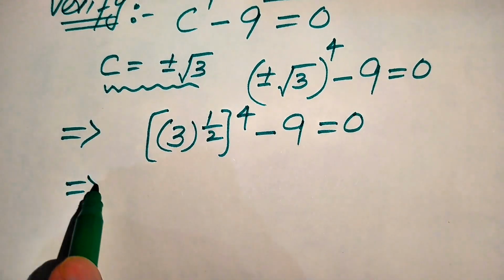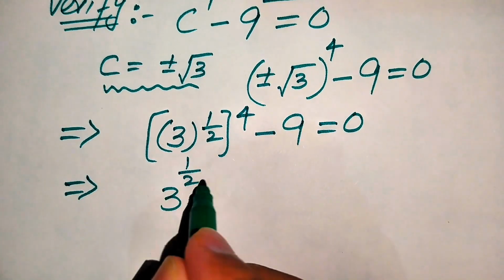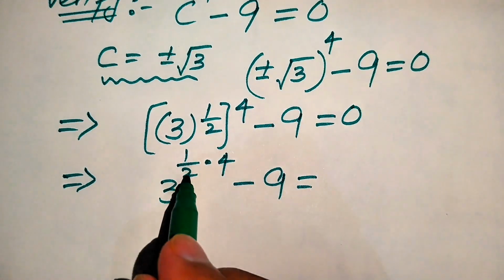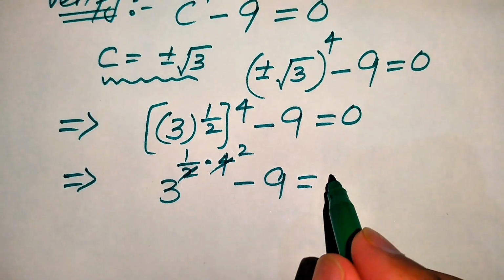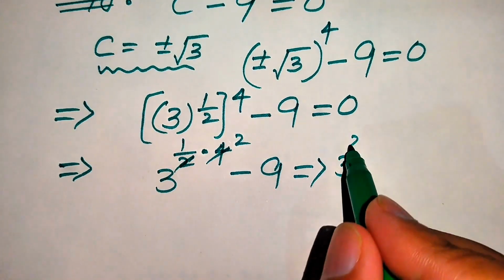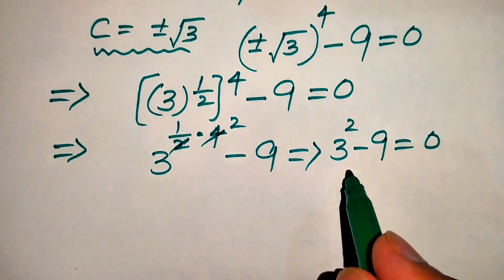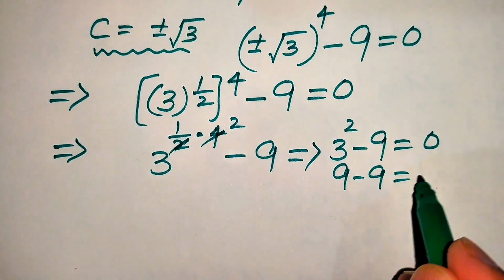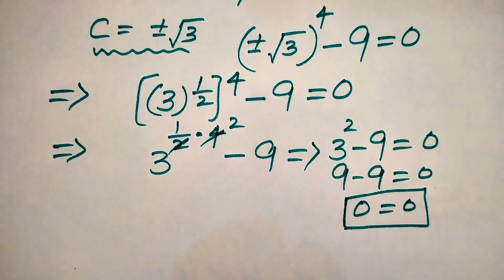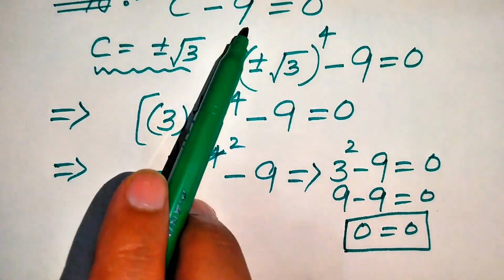And now in the next step we need to multiply these two exponents, and it will be written as 3 to the power of 1 over 2 multiplied by 4, minus 9. And you see here, 2 times 2 becomes 4, and we obtain 3 square minus 9 equals 0. And you know that 3 square is equal to 9, 9 minus 9 equals 0, and we get 0 equals 0. So this shows that the value of c equal to plus minus square root of 3 satisfies this equation.